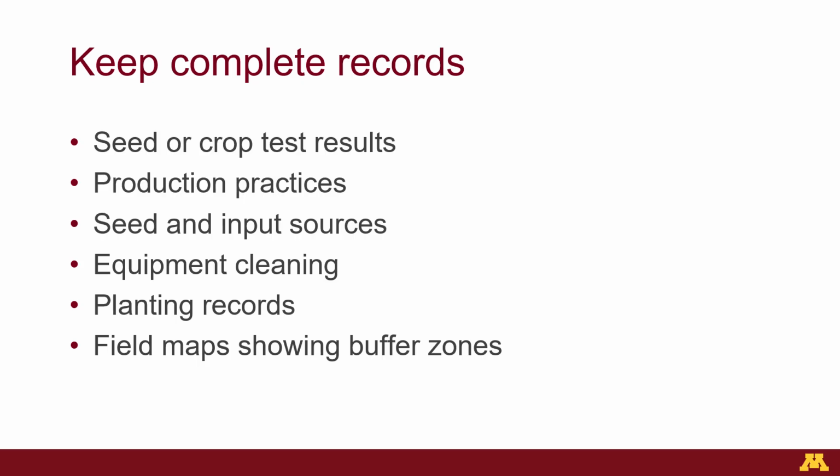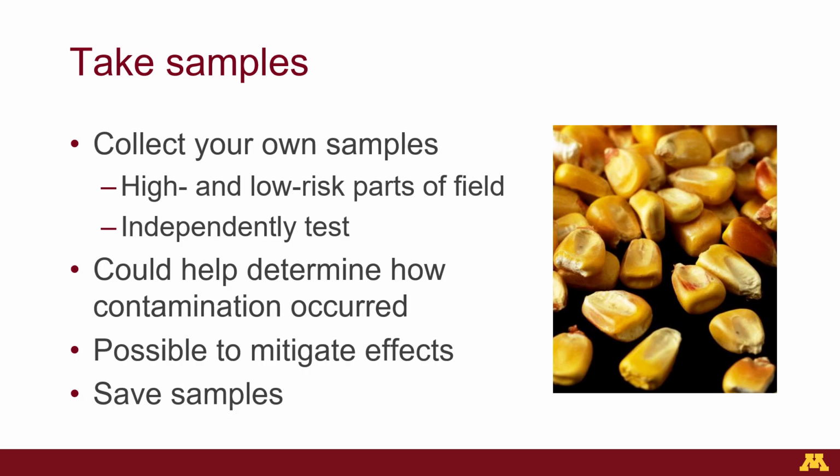You want to be able to demonstrate that you have been following the procedures required by the NOP for permitted seed and inputs and segregation of organic and conventional products. As a preventative measure, you can collect samples of your crop prior to harvest. Sample high-risk and low-risk parts of your fields prior to harvest. You can have them tested on your own. It could help determine the source of contamination or lack thereof.